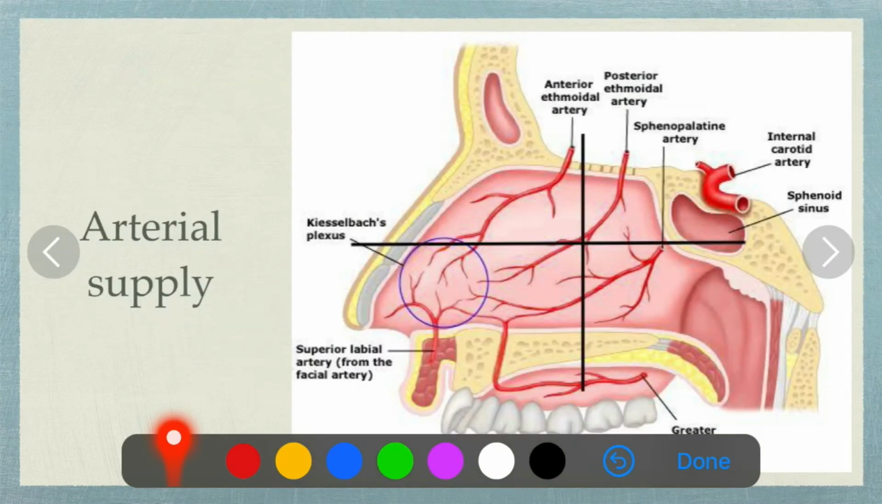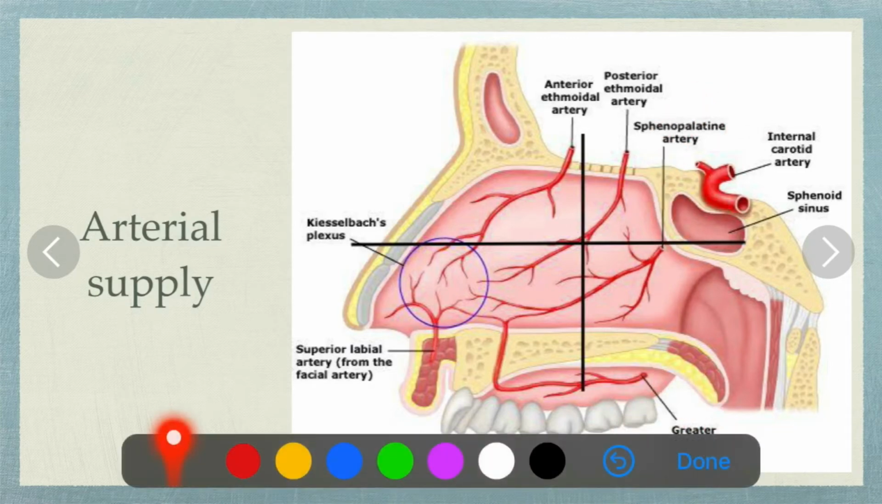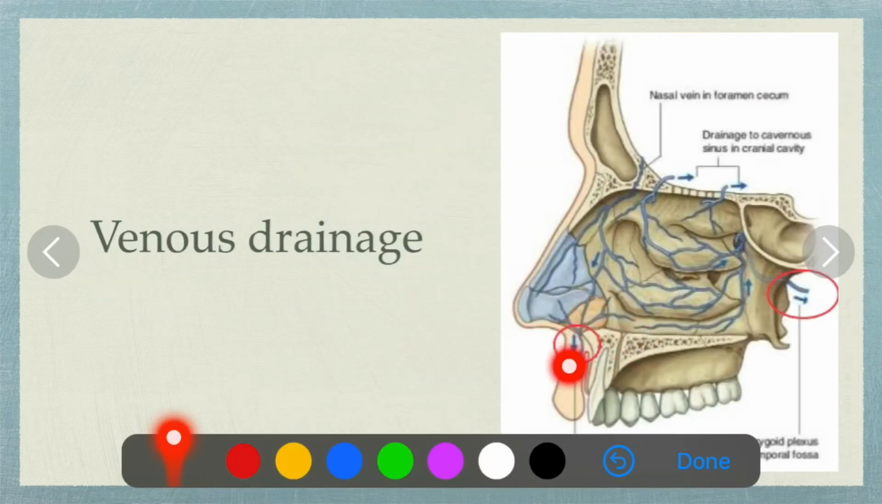Moving on to the arterial supply of the nasal septum, it is divided into four quadrants: the anterior superior, anterior inferior, posterior superior and posterior inferior quadrant. The anterior superior region is supplied by the anterior ethmoidal artery, while the anterior inferior part is supplied by a branch of the facial artery. The posterior inferior region is supplied by the sphenopalatine and greater palatine artery. Its venous drainage is via the facial vein and pterygoid venous plexus.